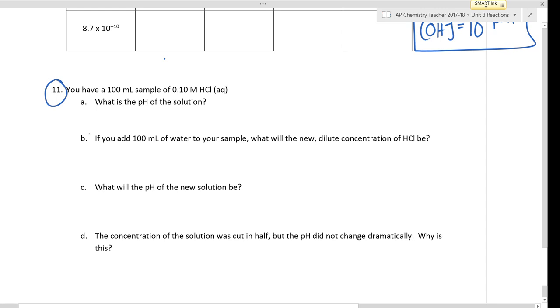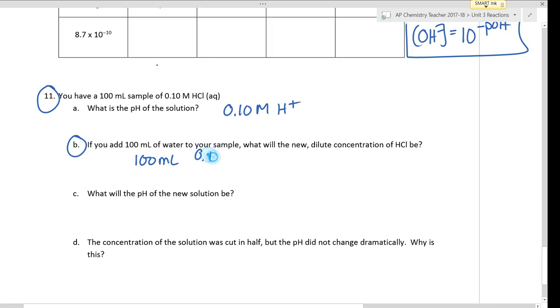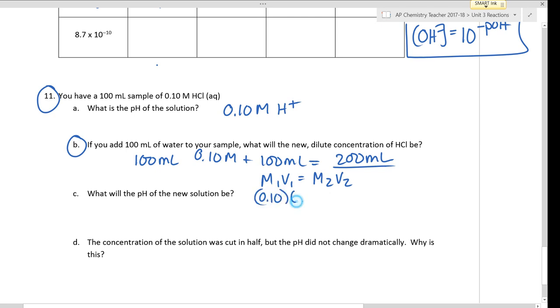And to clarify, just make sure we're clear on what B is saying. So A is saying what's the pH of a solution that is 0.1 molar H plus. And then B says if you take this 100 mL sample of 0.1 molar and you add 100 mL of water to it, now you're going to have a 200 mL sample total. And so if you're trying to find the new molarity, you can use M1V1 equals M2V2. So your initial molarity would be 0.1, your initial volume is 100 mL, your final molarity is your unknown, and your final volume is 200 mL.